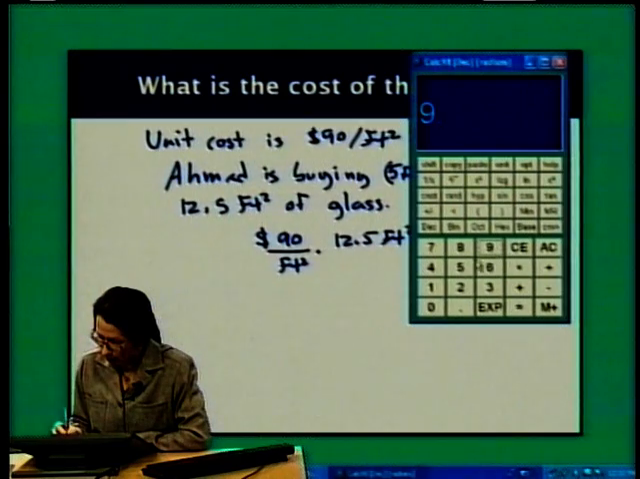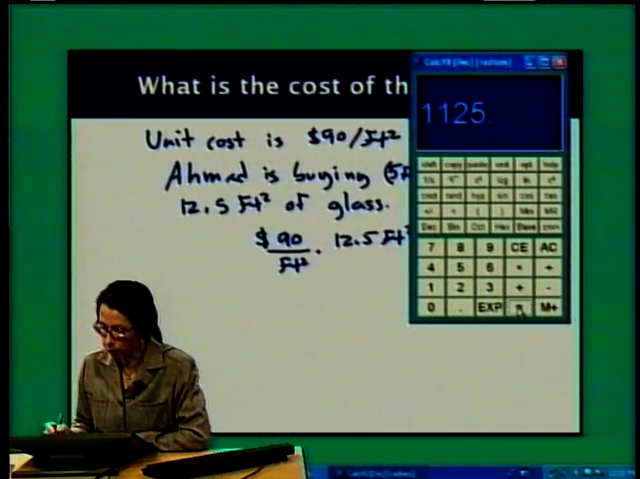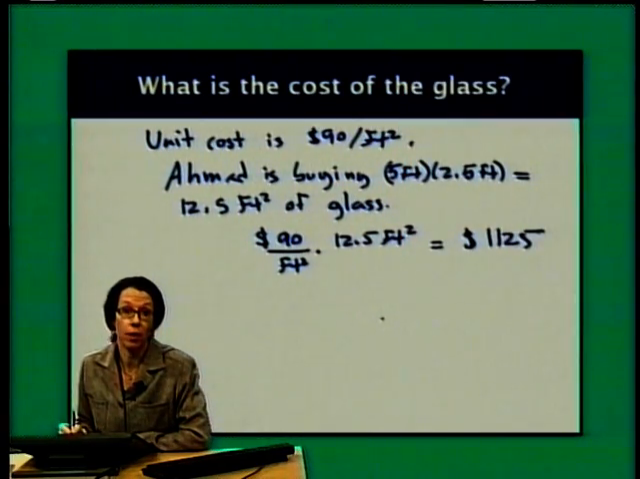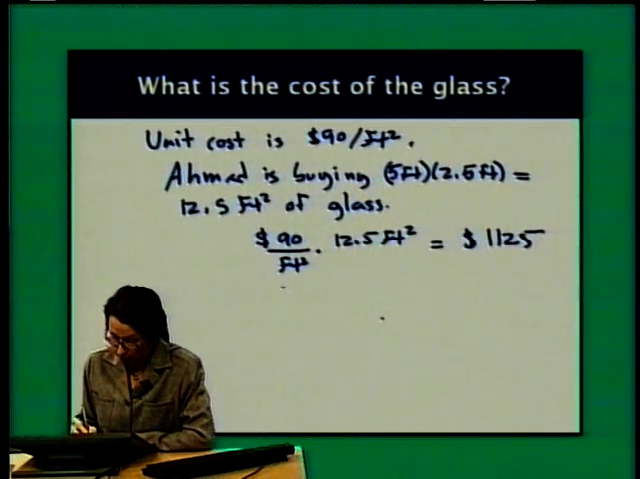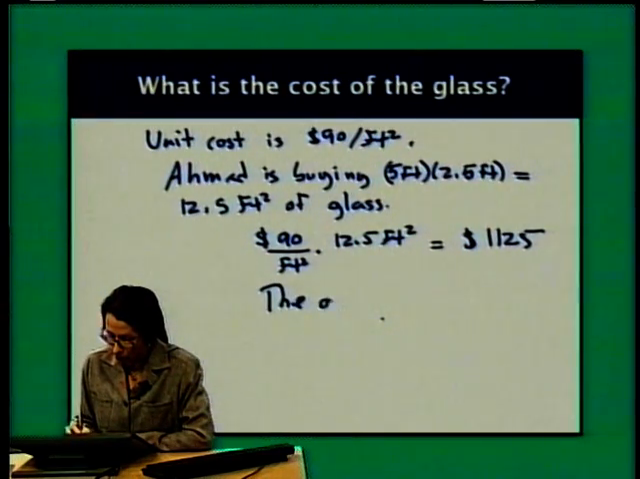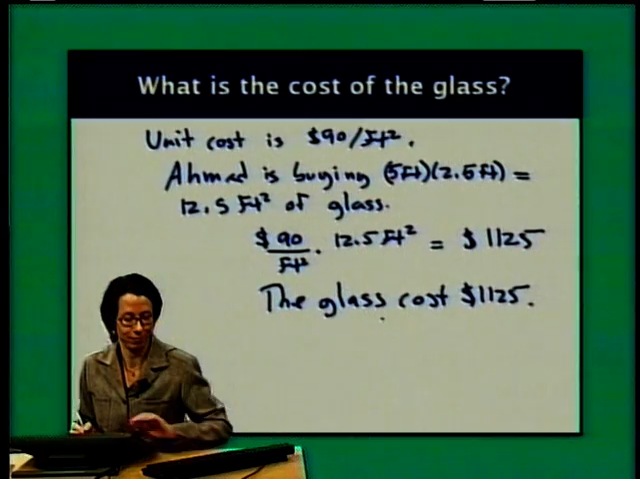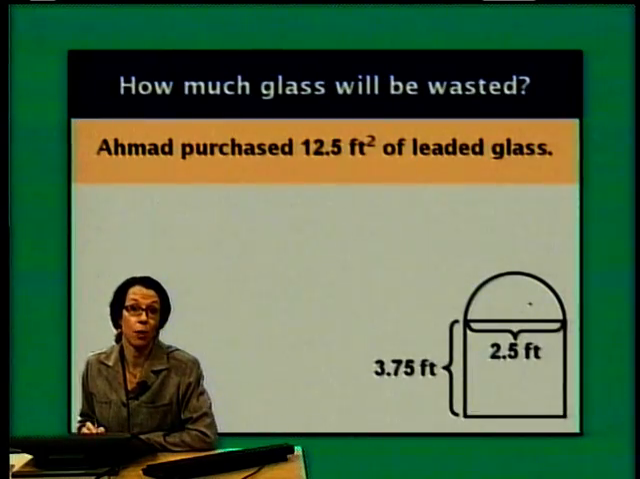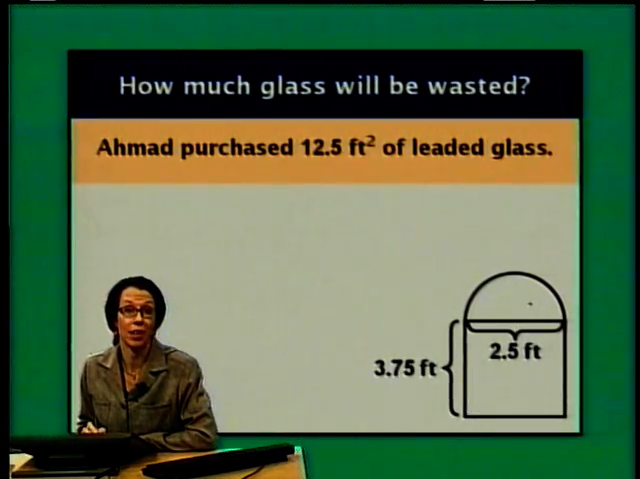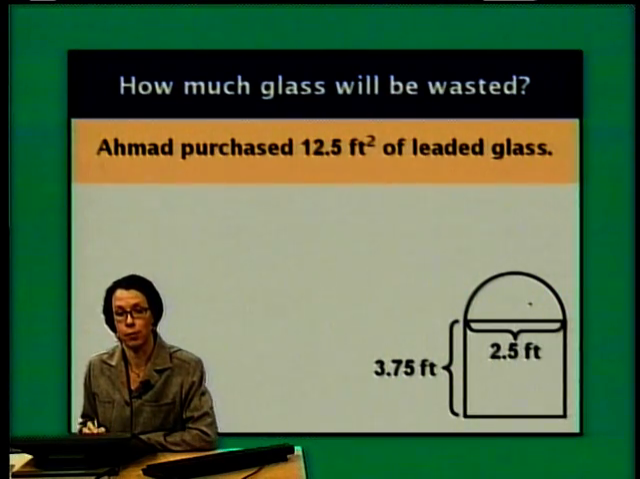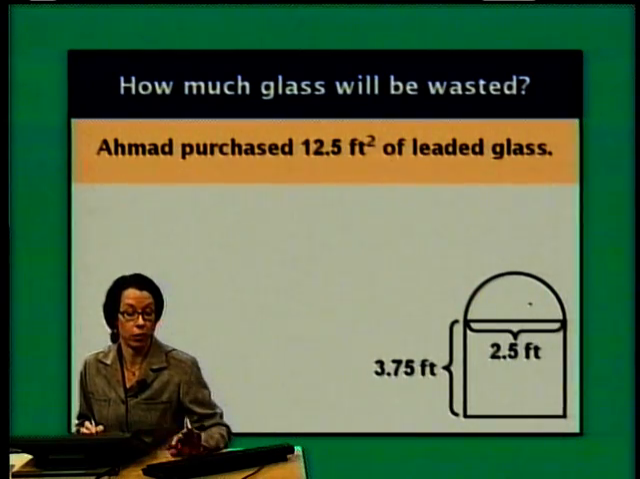So I have 90 times 12.5. That's $1,125. As I promised, the leaded glass is very expensive, so the glass costs $1,125. So since it's so expensive, we want to think about how much glass is being wasted. Ahmad has purchased 12.5 square feet of this glass. Let's think about what was wasted.